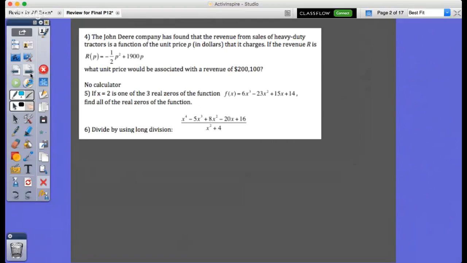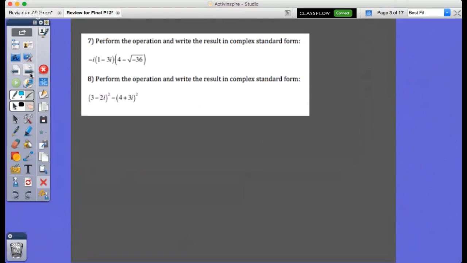Long division, right? Easy to mess up. There's a lot of steps there. Make sure you show all your steps. Just be leery of that. Number 7 and 8. Just the i rules. Distribute, good. Make sure you do negative i first. Once I get that, you do it together. I'll have this, I'll have one here. And then I just multiply it by whatever the 4 minus 6i is, right?